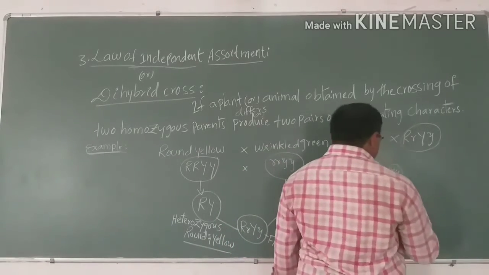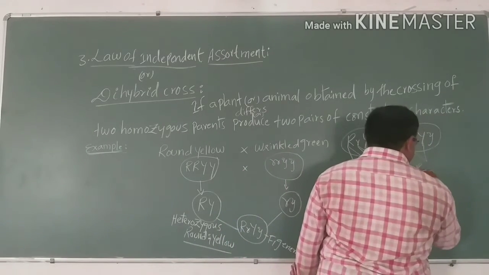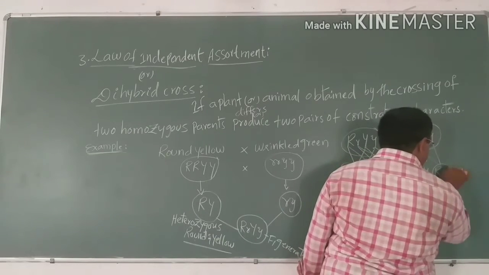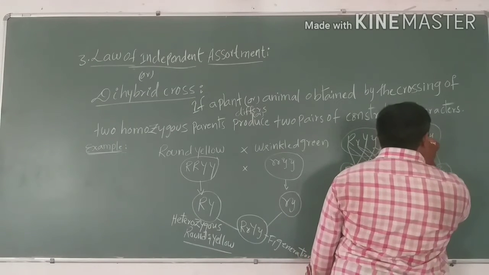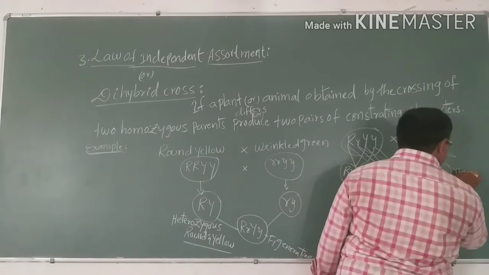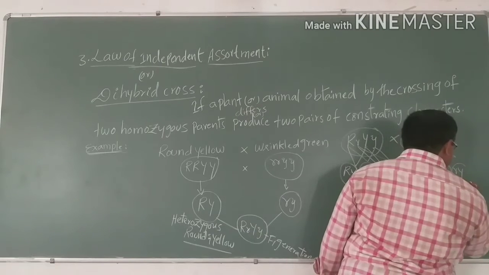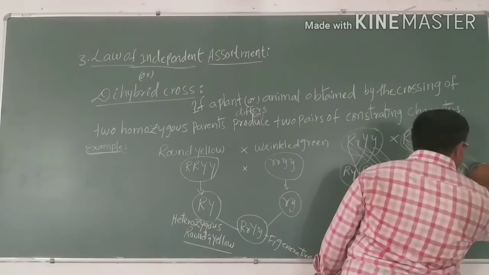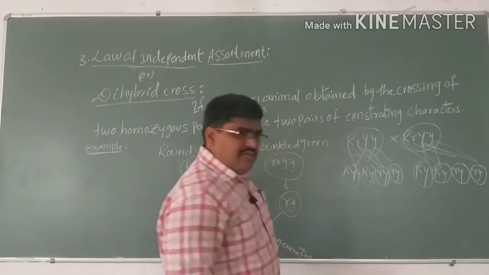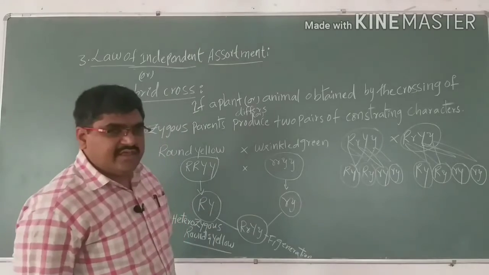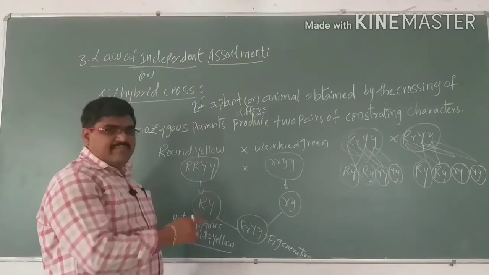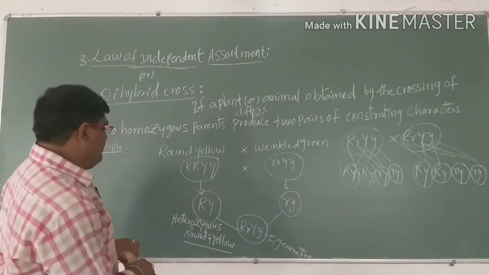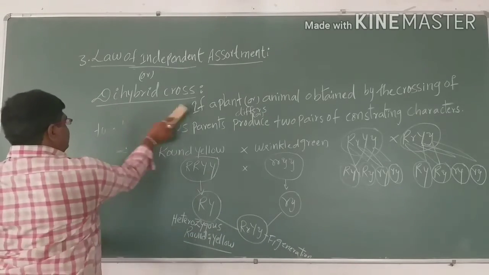Here also we produce the female gametes: capital R, capital Y; capital R, small y; small r, capital Y; and lastly small r, small y. These are the gametes produced in the F2 generation when self-breeding takes place. So here we are able to produce these combinations.